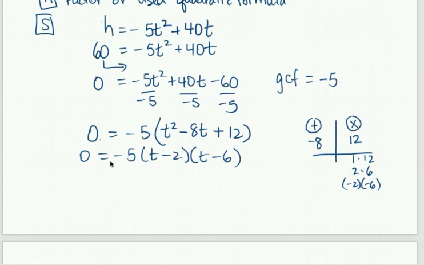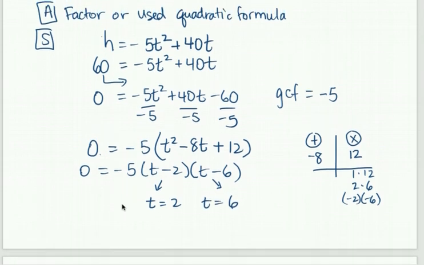Remember this 5, it could be divided away. So in the end, you're just looking at these 2 brackets here, and you're going to pop out the 2 values of t that work here. So we found that the times are 2 and 6.